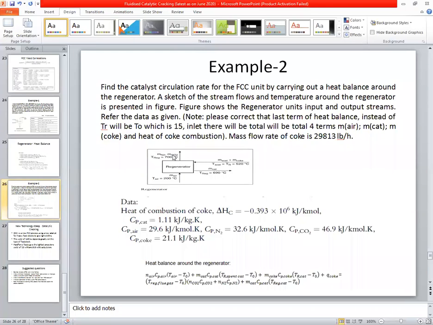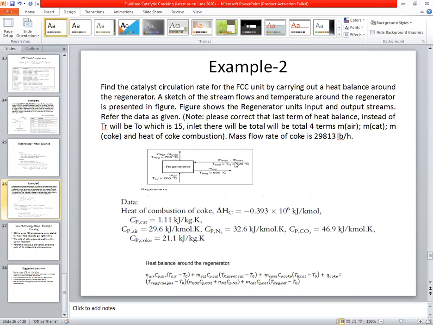The outlet is the flue gas, to capture the heat recovered. The air temperature is 200 degrees centigrade, and the flue gas temperature leaving the regenerator is 700 degrees centigrade. We have to calculate the mass flow rate of nitrogen and the mass flow rate of carbon dioxide.